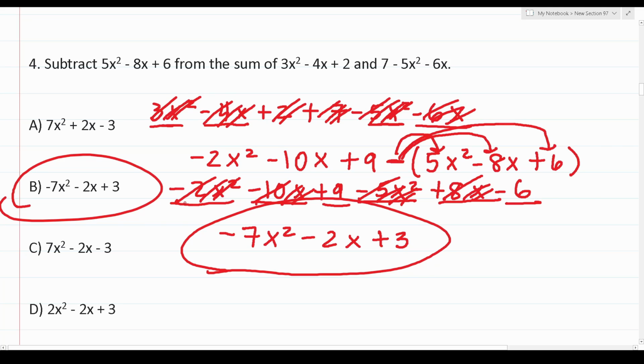This question tested your ability to add polynomials as well as subtract polynomials. So make sure you can do that for the ASVAB.